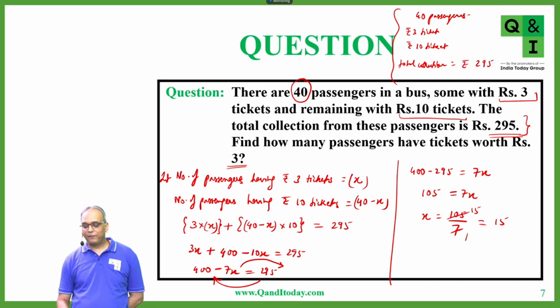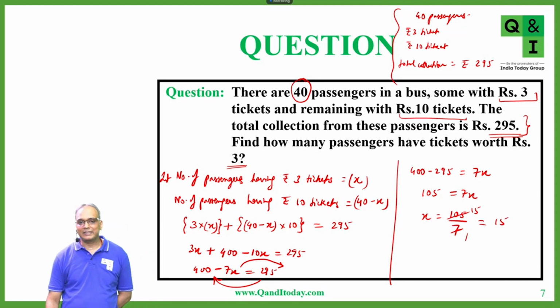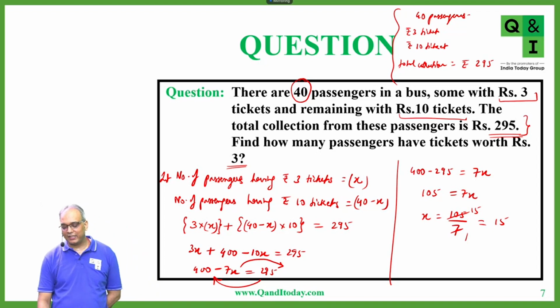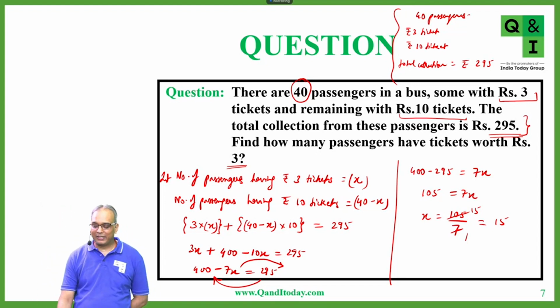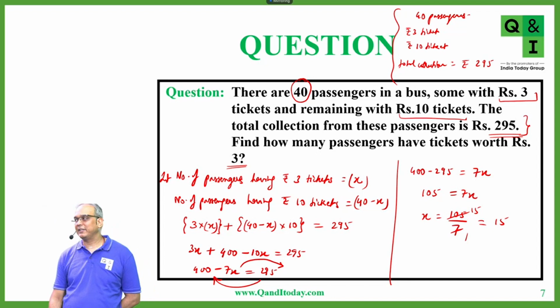So the number of passengers who bought the 3 rupee ticket was 15, and the number of passengers who bought the 10 rupee ticket was 40 minus 15, that is 25.